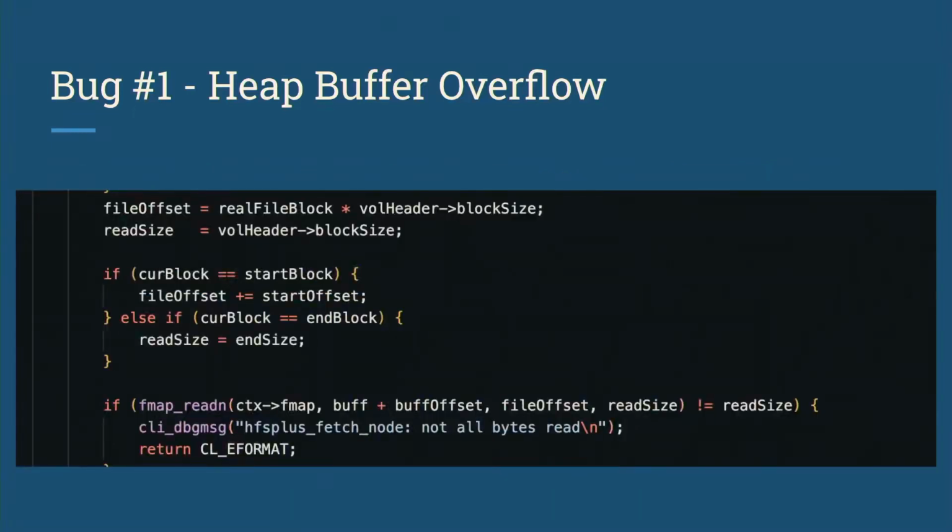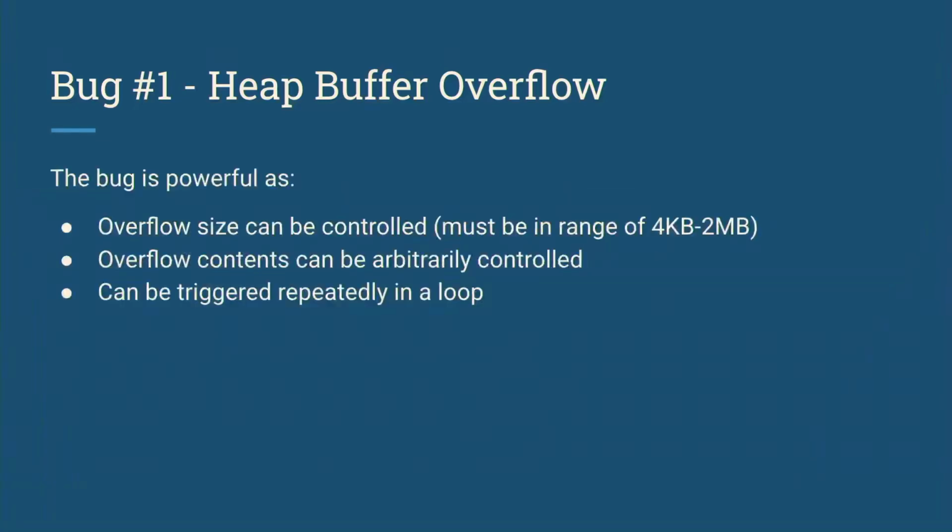So here we see the corresponding code, not all of it, but I don't want to go into too much detail. We can see that the read size variable is initialized by the volume header and its block size. And this value is essentially arbitrarily attacker controlled. And then in the next step, ClamAV tries to read size bytes into the buffer from the file. And there is no check that read size is smaller than or equal to the buffer size. So this is a fairly straightforward heap buffer overflow. It is a quite powerful primitive because the overflow size can be controlled, but it must be in a range of 4 kilobytes to 2 megabytes. And the overflow contents can be controlled as well, so you don't have any restrictions like no bytes can be included.